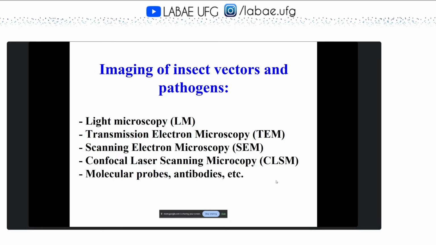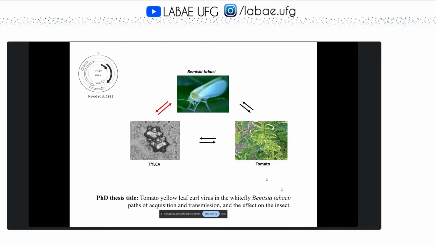So we use light microscopy, transmission electron microscopy, scanning electron microscopy, and in recent years more and more confocal microscopy. Because we do lots of confocal microscopy, we also use many molecular probes, antibodies, and so on. So although in the title I say the imaging and localization of viruses, I will put those imaging techniques into context of the biological systems we work with.